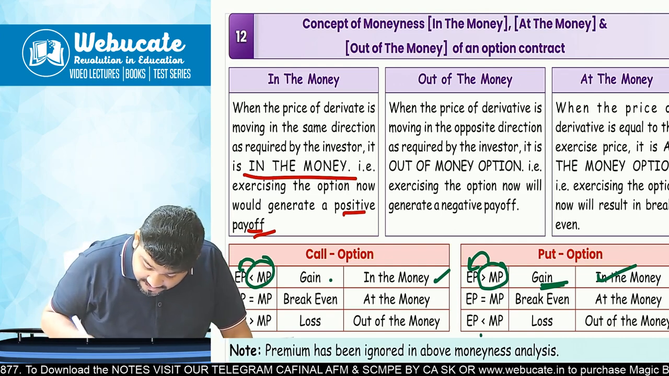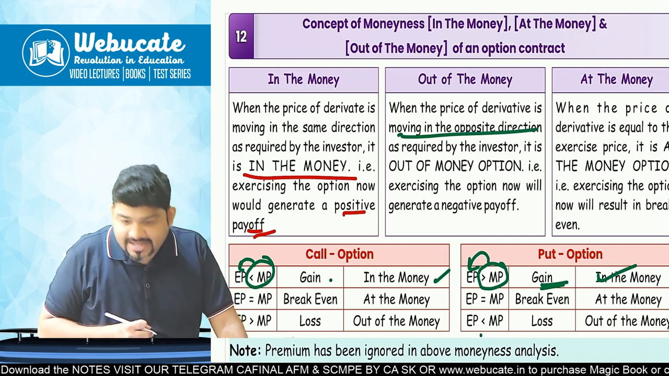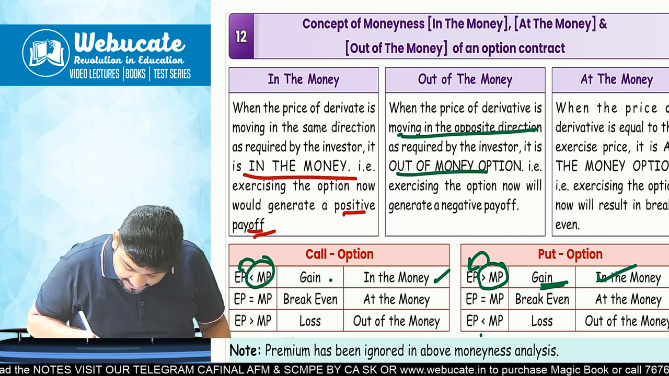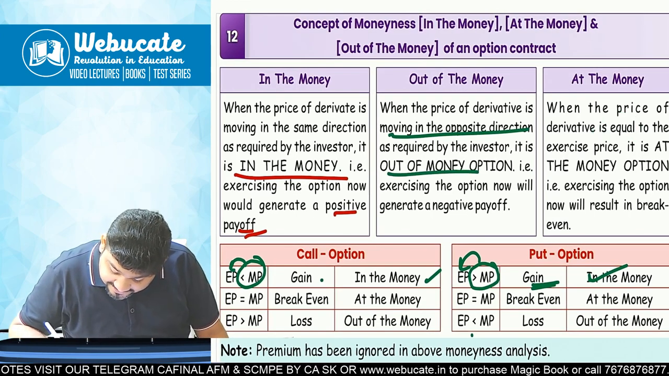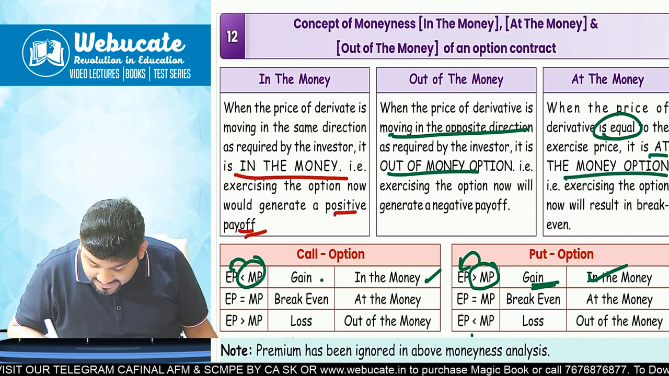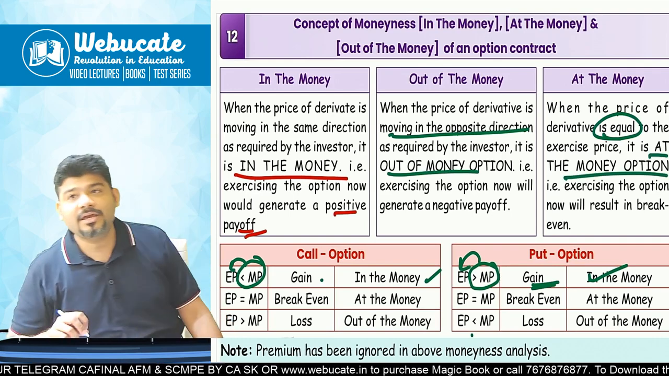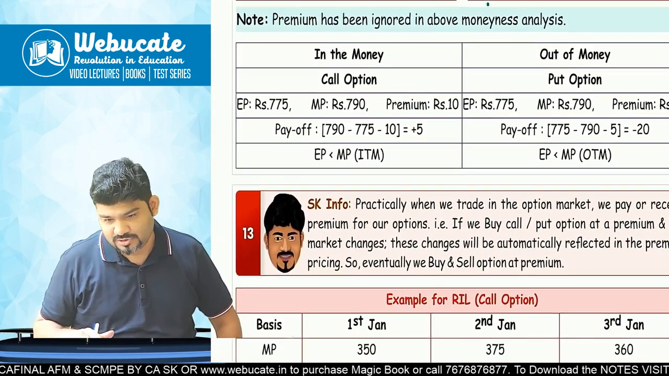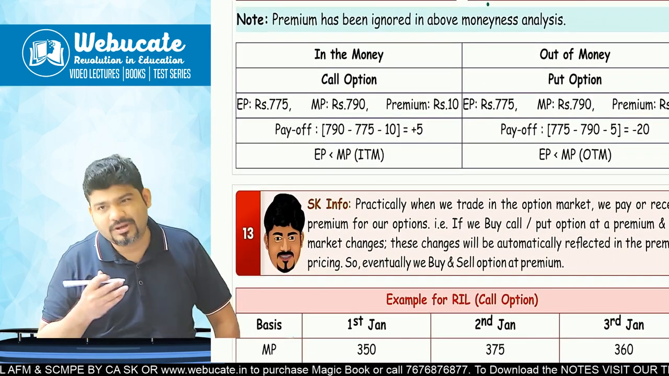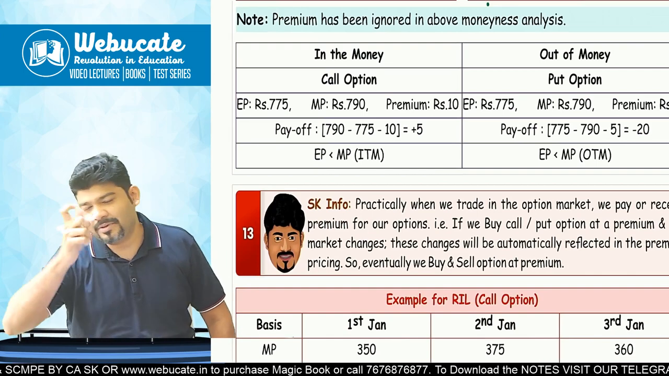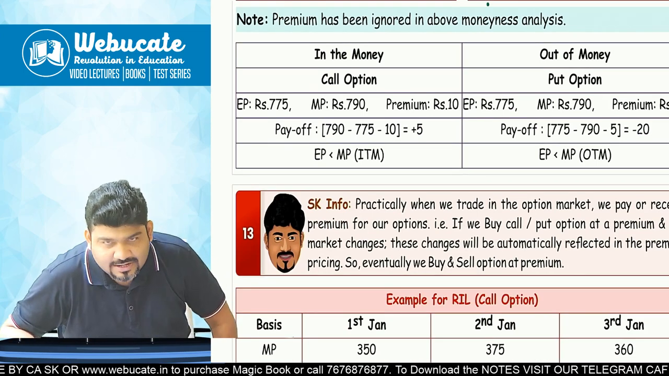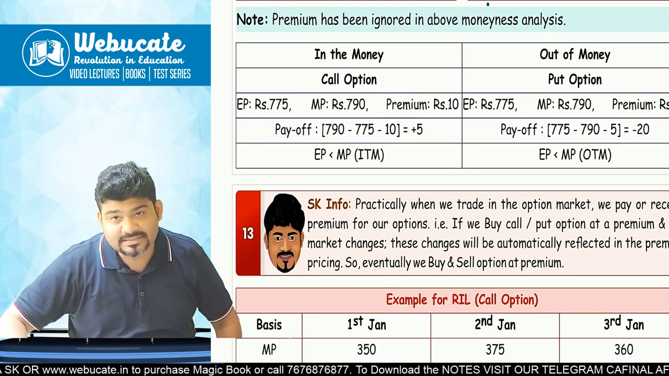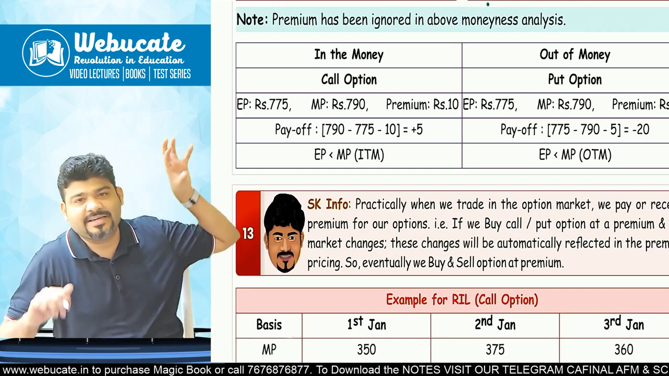When the price of derivative is moving in the opposite direction as required by the investor, it is out of the money. And if the price of derivative is equal to the exercise price, it is at the money option. Done, sir. No worries at all. So again, if you consider the premium, that premium amount will be adjusted, which I had already told you in the example time.